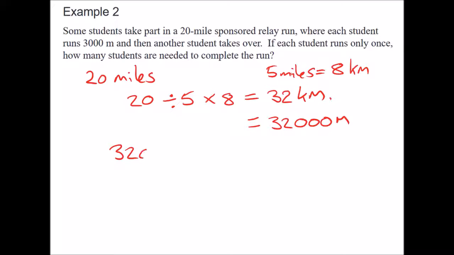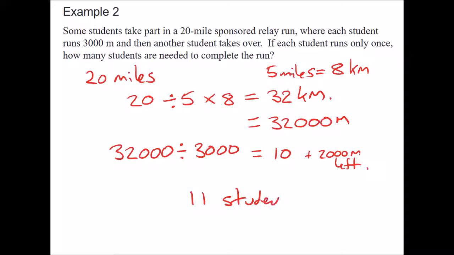So 32,000 divided by 3,000 is going to be 10, but there's going to be a remainder on that as well, isn't there? There's going to be 2,000 left. So we're going to have 10 students that are going to run the full 3,000, plus a student at the end who runs the last 2,000. So in total, that means we're going to need 11 students.